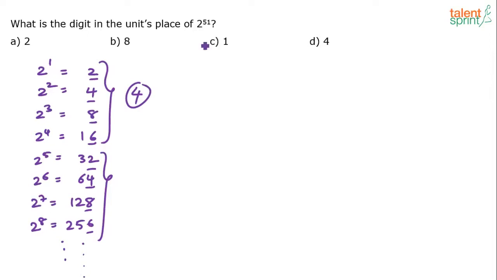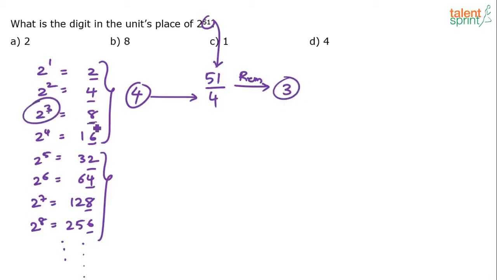Now you know the technique, right? The given power is 51. Divide 51 by the cycle 4. 51 comes from the power, 4 comes from the cycle. What is the remainder? 51 divided by 4, the remainder will be 3, because 48 is divisible by 4, remainder is 3. Now since it is 3, consider 2 power 3. 2 power 3 ends in what? 8. So this 2 power 51 will also end with 8. It will be some 100 digit number, but it will end with 8. That's the process. I mean, we have learned it multiple times.